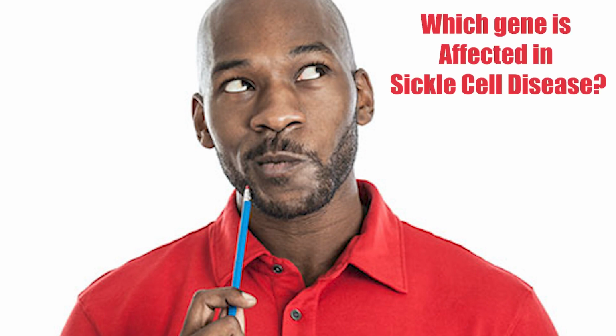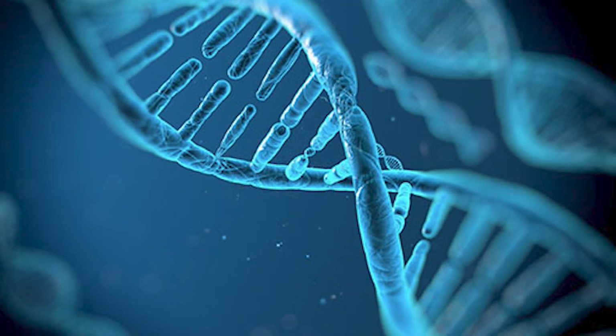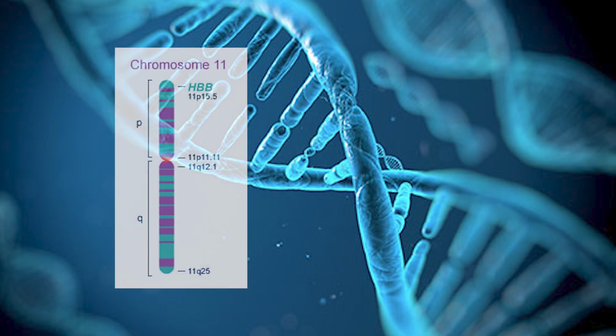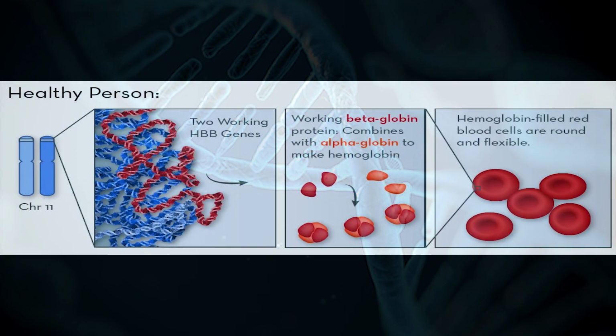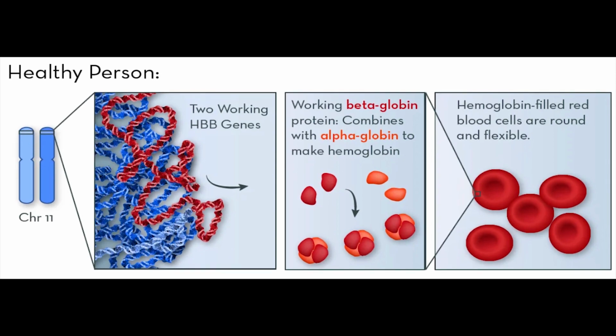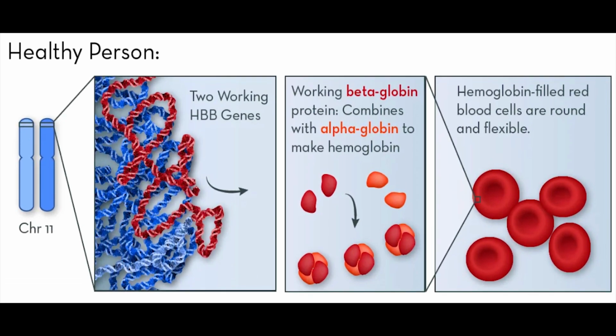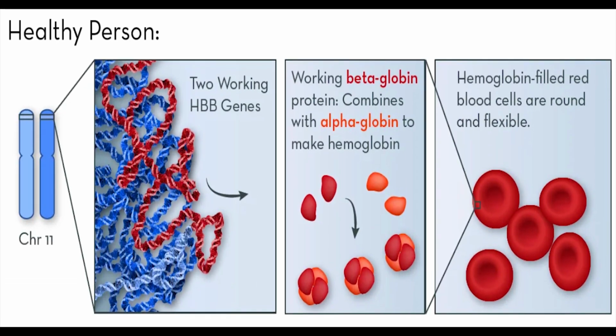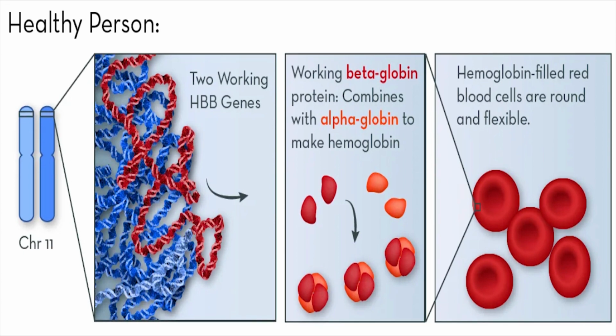Which gene is affected in sickle cell disease? The affected gene in sickle cell disease is HBB, on chromosome 11. The HBB gene codes for a protein called beta-globin. People with this disorder still make beta-globin, but the shape of the protein is altered slightly. Beta-globin combines with another protein, called alpha-globin, to make a larger protein called hemoglobin.